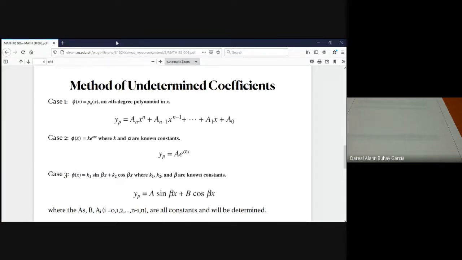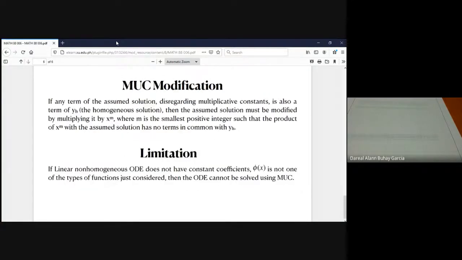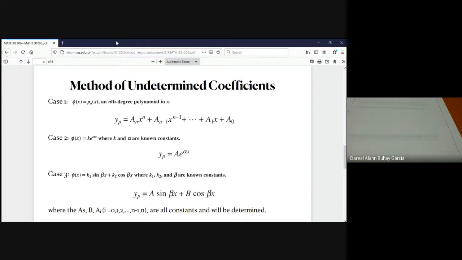And now, this afternoon, let's try to solve more examples that involve generalization and modification. So what do you mean by this? Generalization happens when our right-hand side does not fall simply into the three cases. It is not a pure polynomial, not a pure exponential function, and not a pure sine and cosine function.